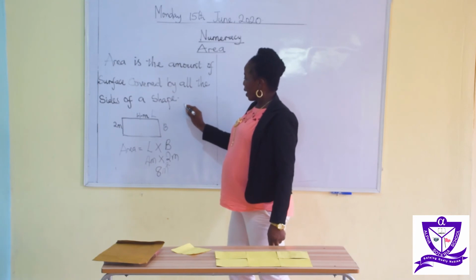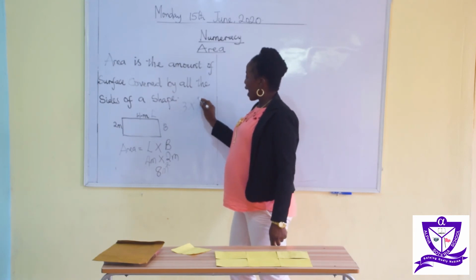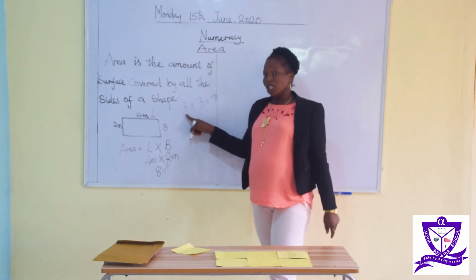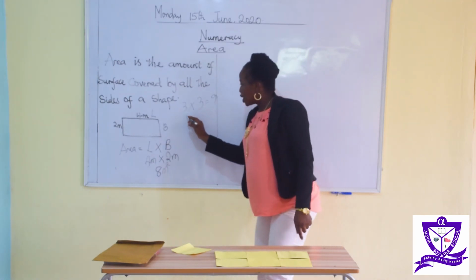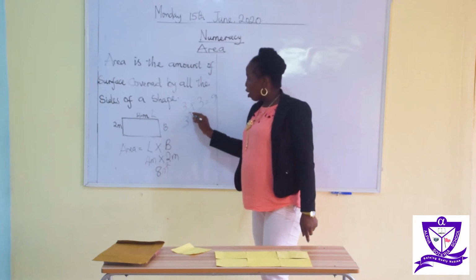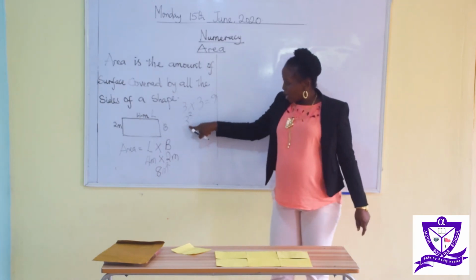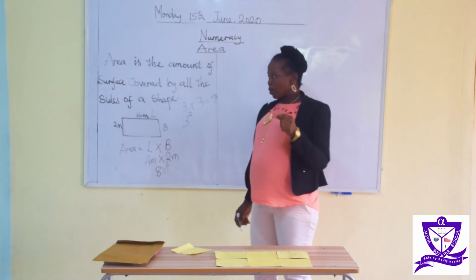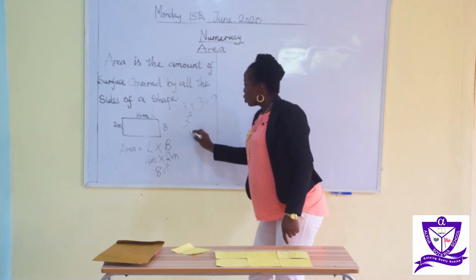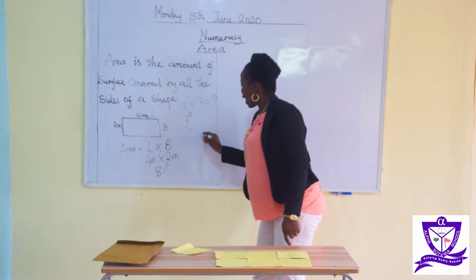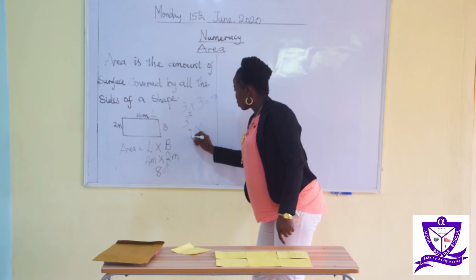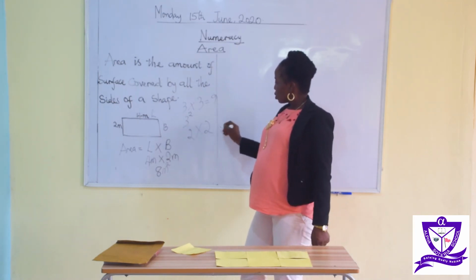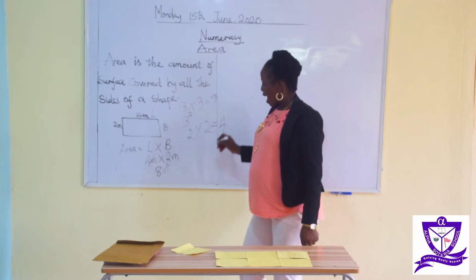For instance, I have 3 multiplied by 3 will give me 9. So if I don't want to write 3 multiplied by 3 will give me 9, I can write 3 raised to the power of 2. It means 3 times 3, not 3 times 2. Are we together? Or if I have 2 multiplied by 2, and I do not want to write 2 multiplied by 2 equals 4, I can do what?